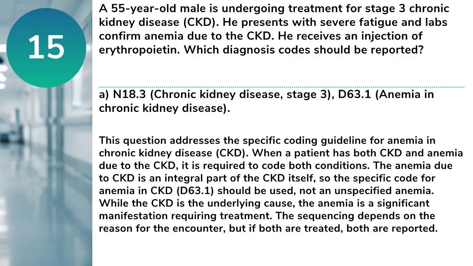CKD, D63.1, should be used, not an unspecified anemia. While the CKD is the underlying cause, the anemia is a significant manifestation requiring treatment. The sequencing depends on the reason for the encounter, but if both are treated, both are reported.